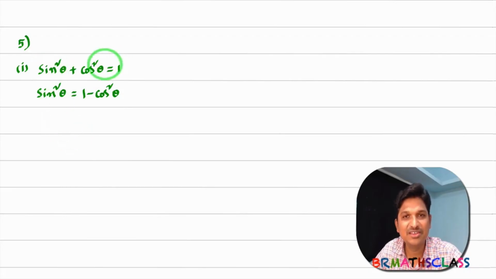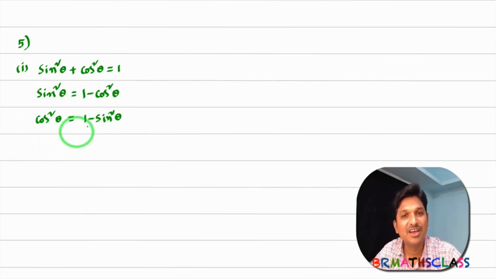Similarly, you see this, sin square theta plus cos square theta equal to 1. From this, we can write cos square theta. What is cos square theta? Cos square theta equal to, you take this sin square theta to the right hand side. Then what you will get? 1 minus sin square theta. So sin square theta is 1 minus cos square theta. Cos square theta is 1 minus sin square theta. So you learn 3 formulas. Actually, only this one if you remember, remaining 2 you can write very easily. What is the main formula in this? Sin square theta plus cos square theta equal to 1.